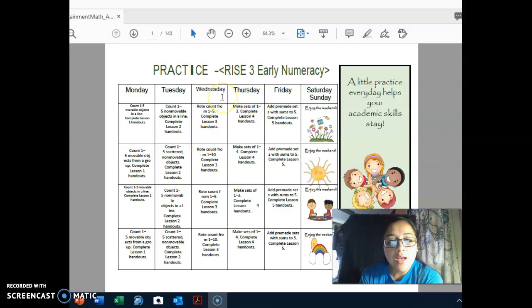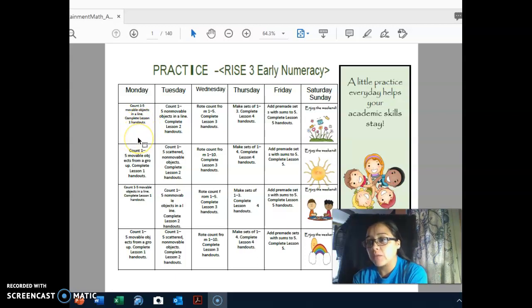Hi, so we're going to continue with math. I know we are going to be Thursday, but we're going to go ahead and start with Monday. So we're going to count 1 through 5 movable objects in a line. If you have any cubes or toys that can help your child count to 5, once you do that and you've practiced, we will be completing a lesson.